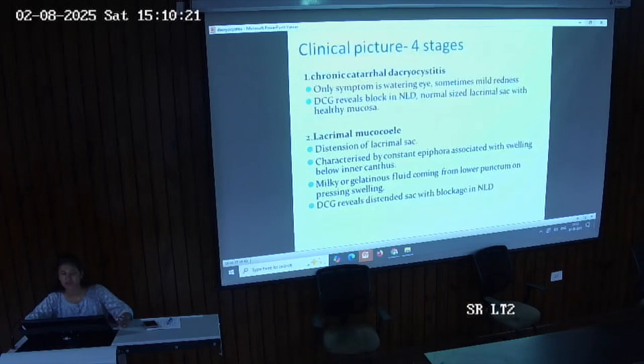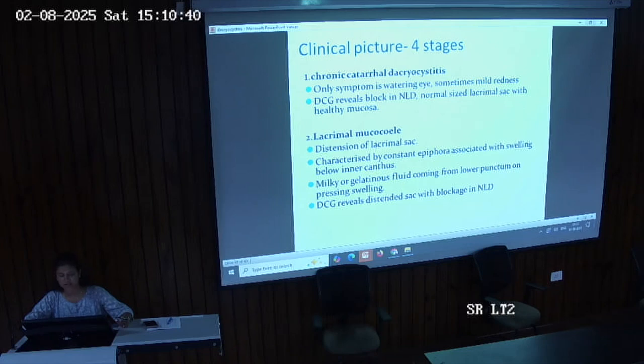So there are 4 stages in chronic dacryocystitis. The first stage is chronic catarrhal dacryocystitis. The only symptom is watering eye or sometimes mild redness. Dacryocystography reveals a blockage in the nasolacrimal duct with a normal sized lacrimal sac and healthy mucosa.